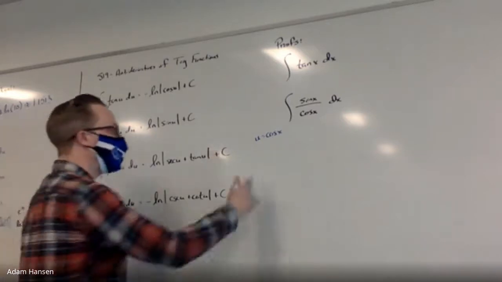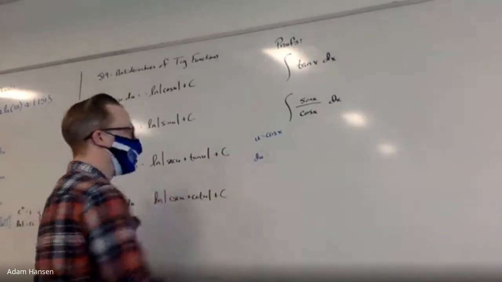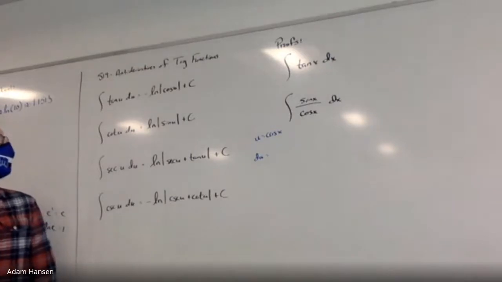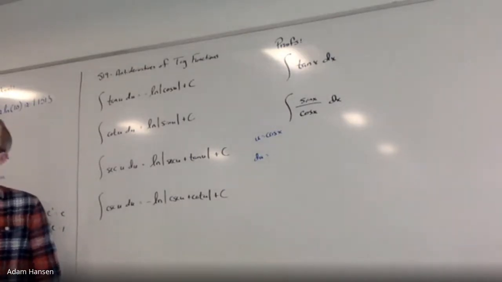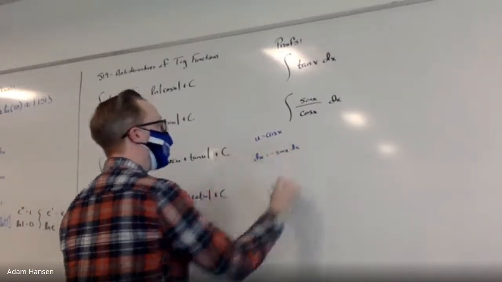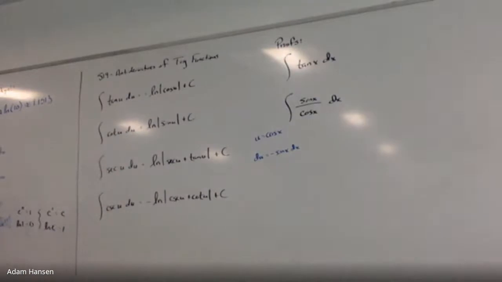If u equals cosine x, what is du equal to? What is the derivative of cosine? Negative sine of x. Be careful on the negatives. When you're doing derivatives and antiderivatives, that's an easy place to make a mistake. If the derivative of sine is cosine, and the derivative of cosine is negative sine, the antiderivative of sine is negative cosine. Switching the negative back and forth.